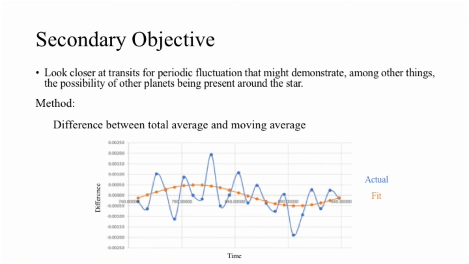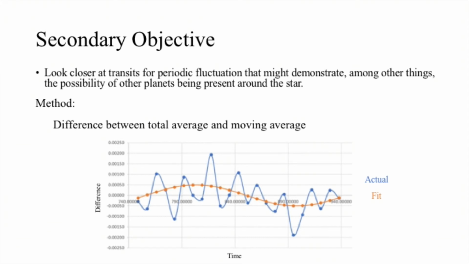The difficulty we found with this was that there were gaps in the data due to the satellite needing to be worked on for various reasons, and anytime we did see a trend, the gaps were blocking us from seeing that trend continue to represent a periodic nature. The graph I've presented here in blue is the difference between the total average and a moving average. We experimented with multiple methods to look closer at these transits to try to find a periodic nature, and in orange you can see we tried to fit a sine graph to it.